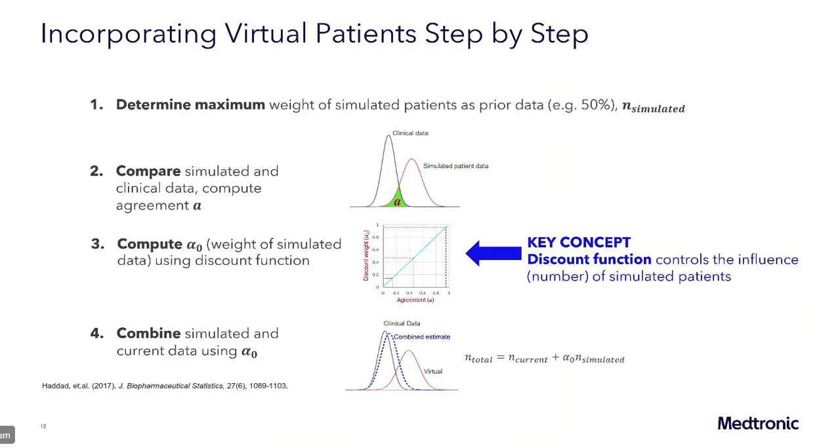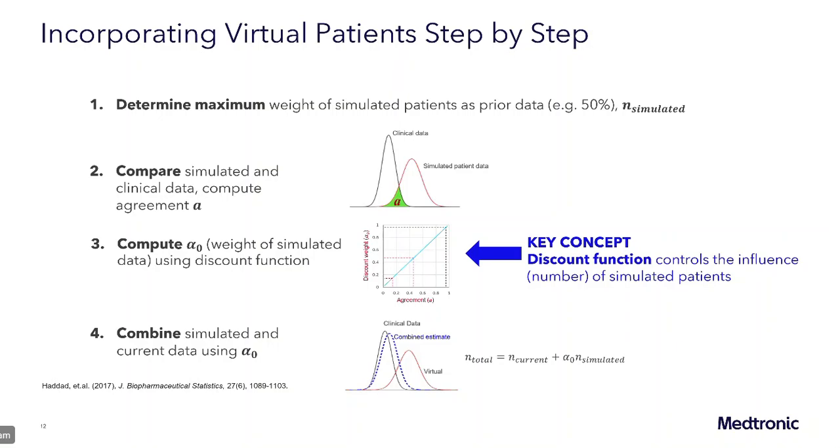So here is what we're calling the discount prior approach, and I'll go through it step by step. You can see the methodology in a paper we published in 2017 in Biopharmaceutical Statistics. This is all a very pre-specified approach, and I think that's really critical for maintaining type 1 error. You have to pre-specify this whole process.